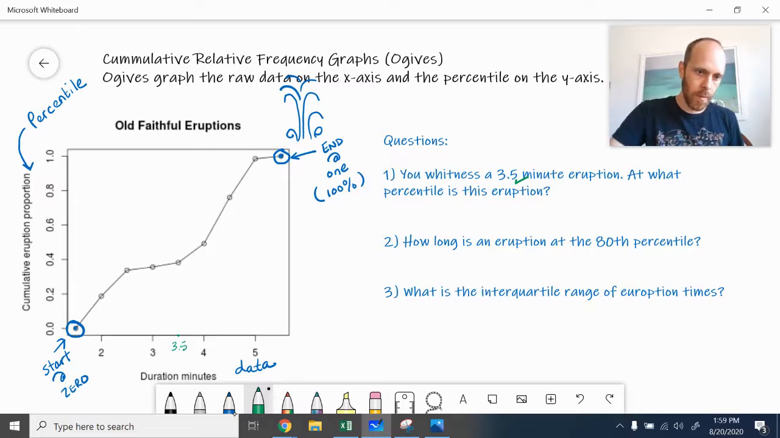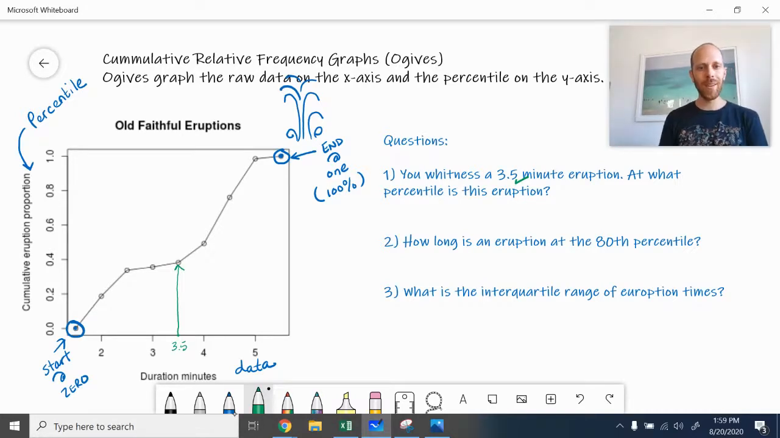What we do is we move vertically up to a point on the curve. Now, it doesn't have to be one of these little dots here. It could be any line on the curve. And then from there, we move across to the y-axis. And can you see that this is lining up with 0.4? So that means that a 3.5-minute eruption is at the 40th percentile. Or in other words, it's a little bit below average.